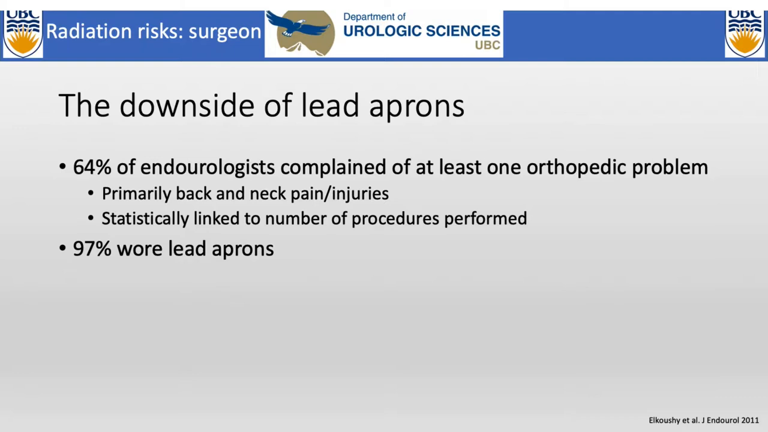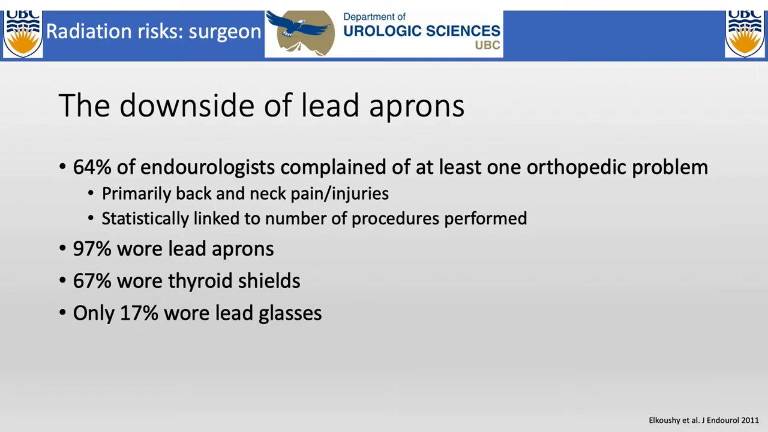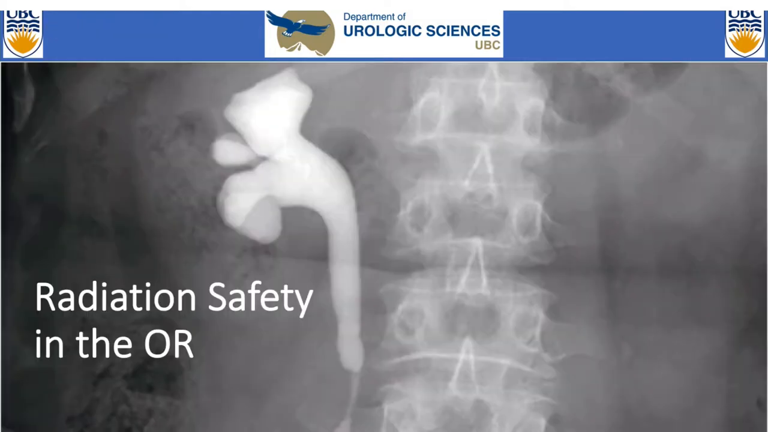Of the people surveyed, 97% were wearing lead aprons. Only 67% were wearing thyroid shields, so a third of people were not using adequate protection, and lead glasses were not used very commonly. But wearing lead aprons does have its side effects, though, obviously, it prevents your radiation exposure.